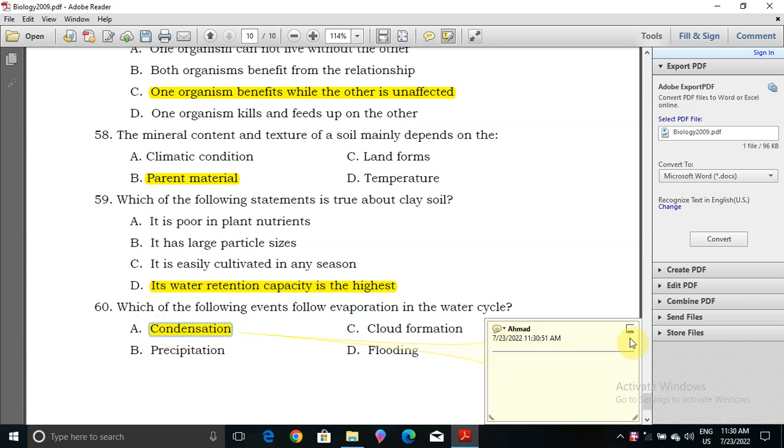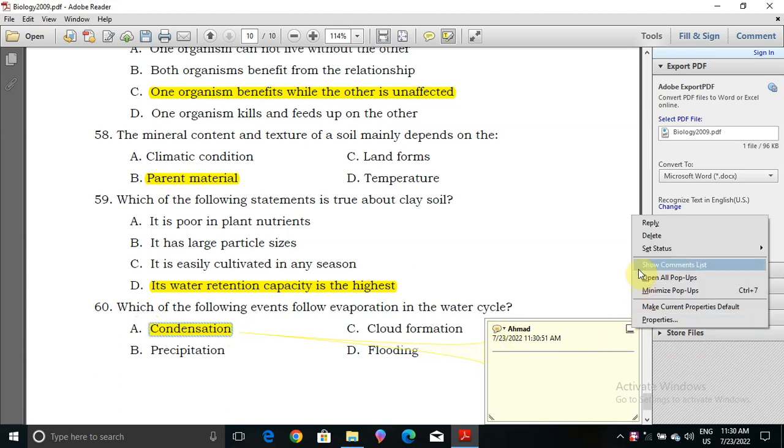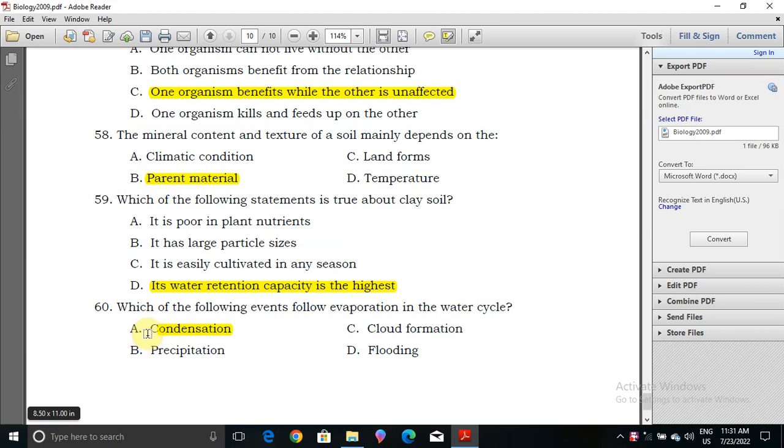Okay, now this was the last question for this model. Okay, now this was the last answer for the last question in this model.